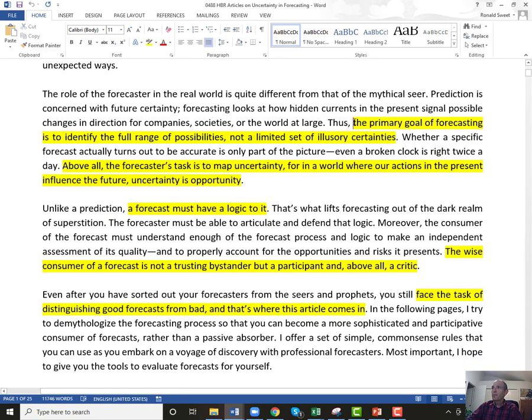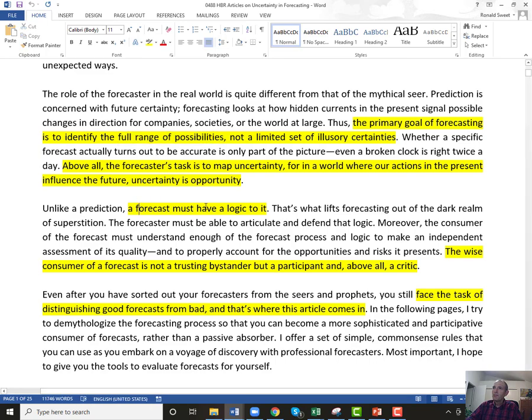So he says the primary purpose of forecasting, and I absolutely believe this, is not to predict the future, but to predict the distribution of the future. Another way of saying this, the primary goal of forecasting is risk management. And we'll talk about this more, especially with Doug Hubbard. The real key is brutal, brutal honesty about how ignorant we are. Above all, the forecaster's task is to map uncertainty.